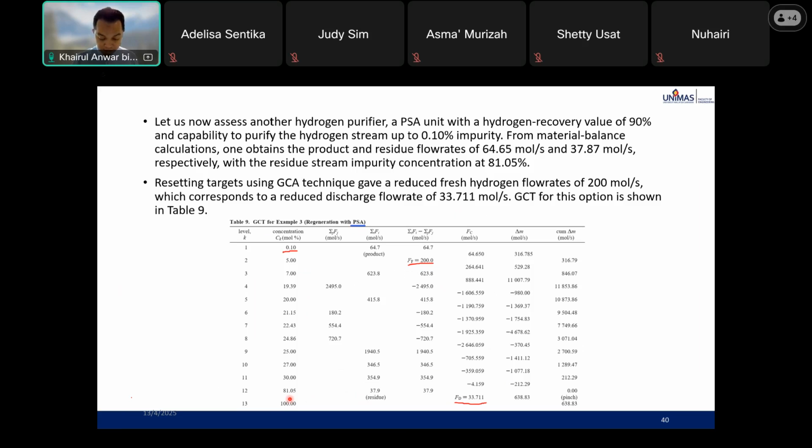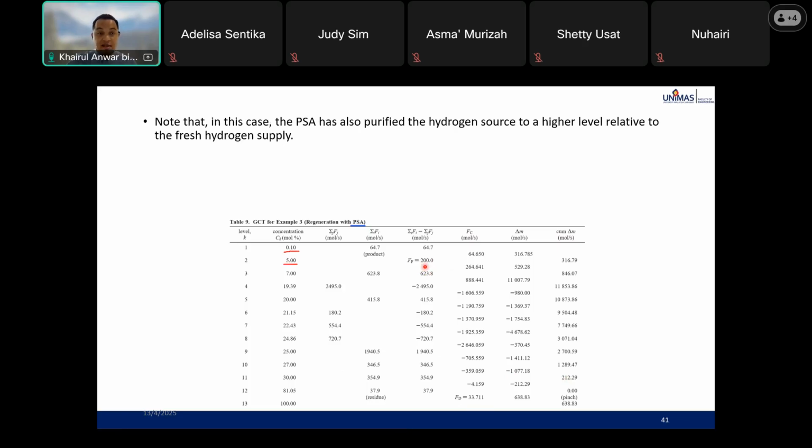Compared to the membrane, it is softer, although you get very pure hydrogen. Note that in this case, the PSA has also purified the hydrogen source to a high level relative to the fresh hydrogen supply. So in comparison with the membrane, the membrane is better. We can now conclude that the gas separation membrane plays a more vital role in reducing the fresh hydrogen target in this network compared to the PSA.